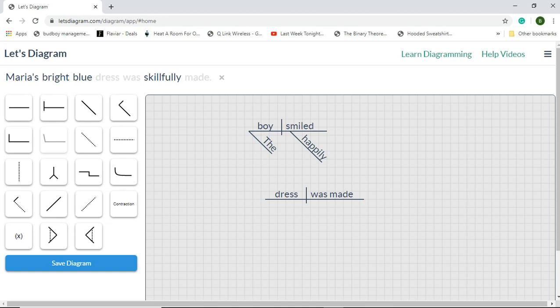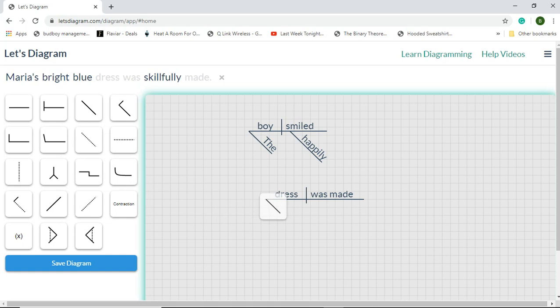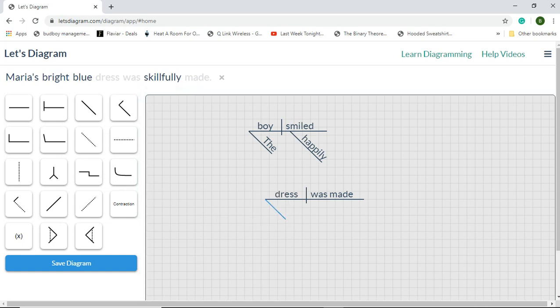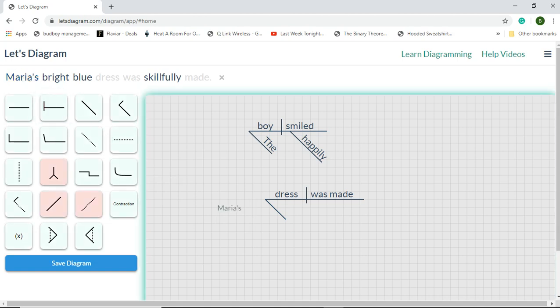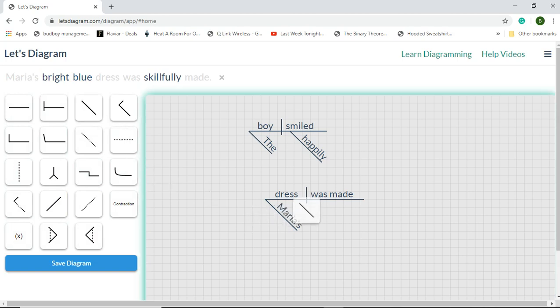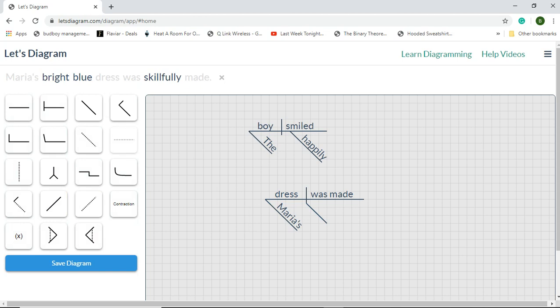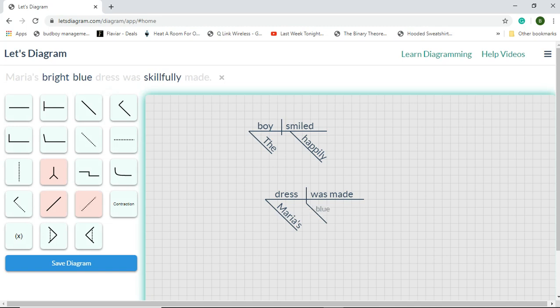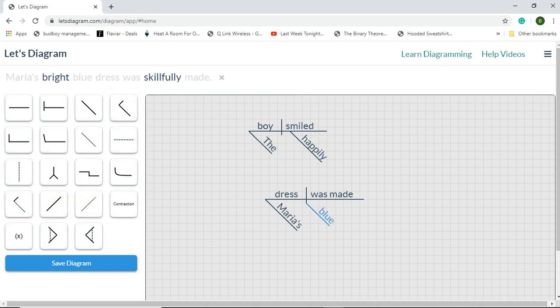Let's take a look at the adjectives we have in the sentence. So whose dress? It's Maria's dress, right? So it answers the adjective question whose. Whose dress? Maria's dress. Good. Next, which dress? The blue dress. So blue is an adjective modifying dress. Which dress? The blue dress. Good.